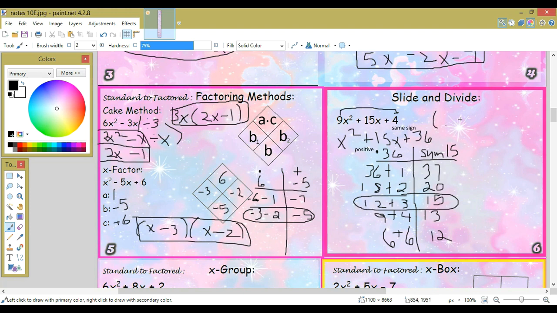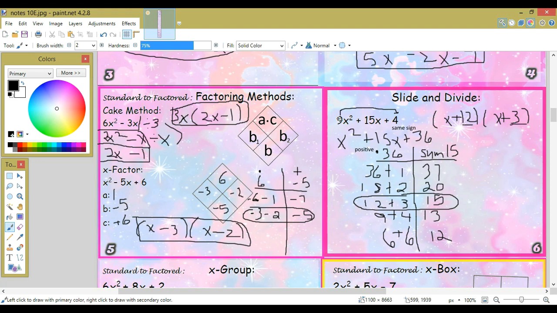So we write our parentheses. We put x, x, put plus 12 plus 3. So remember we need to do slide and divide. We've only done the slide part. We have to do the divide part.